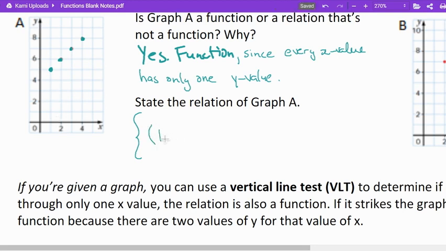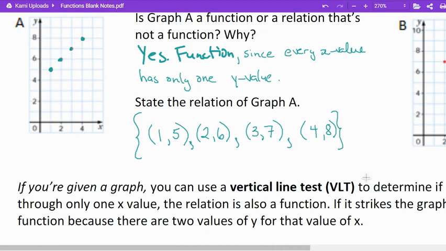So I've got at x is 1, y is 5. The second point at x is 2, y is 6. At x is 3, y is 7. And at x is 4, y is 8. And then you close the relation with another curly bracket. So between curly brackets is our relation. Okay, and as you can see, we have 4 points. And this is a discrete function because we have points and between them there are breaks.